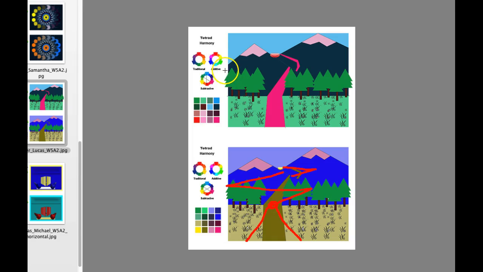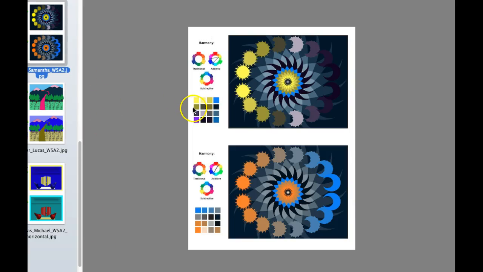We also want to, as a revision of this assignment, make sure to activate the mask layer so that it crops off the areas of your composition that are outside of the background format. And Samantha, let's take a look at yours.